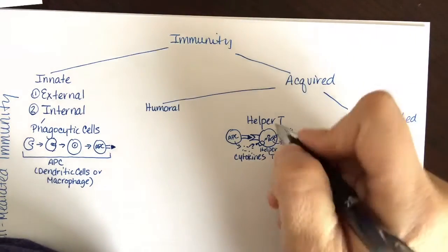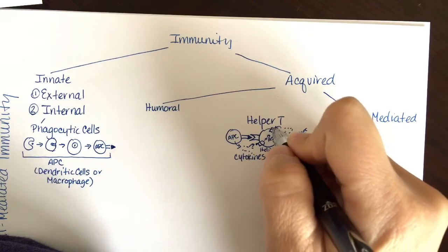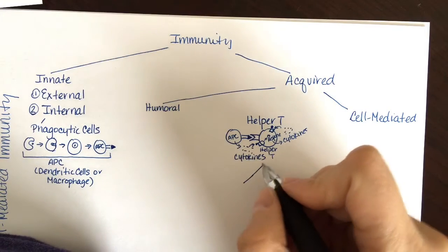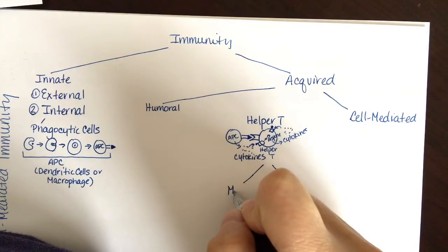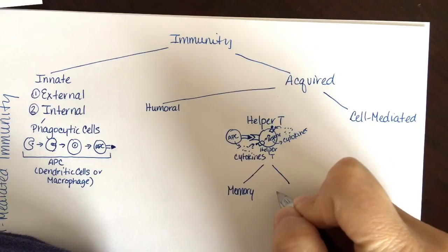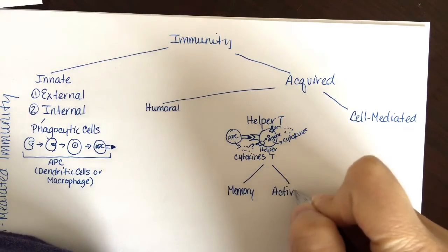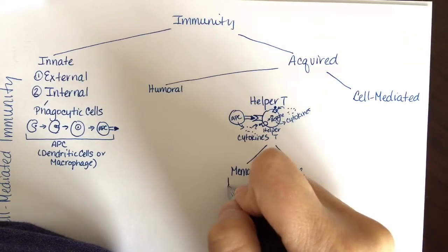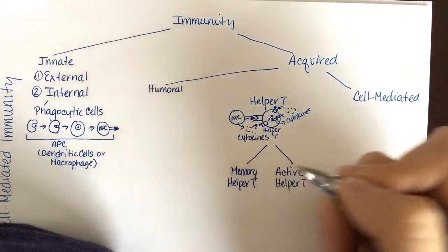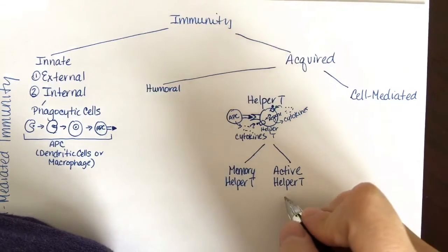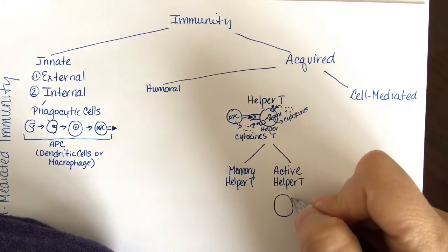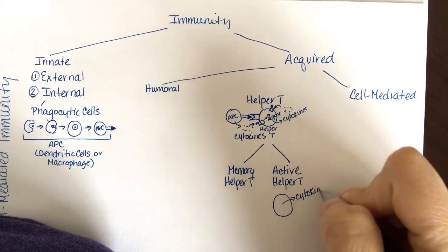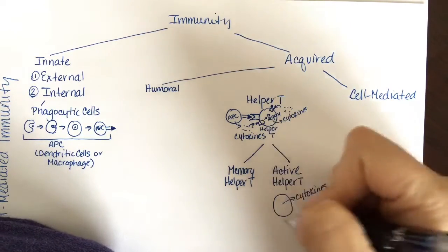So it releases its own cytokines, which then communicates with itself, which then triggers it to divide and differentiate into memory and active helper T cells. And memory helper T cells. And these active helper T cells, then, they're going to divide and differentiate and are going to be active. So they are going to be releasing cytokines and triggering themselves like this to divide some more.